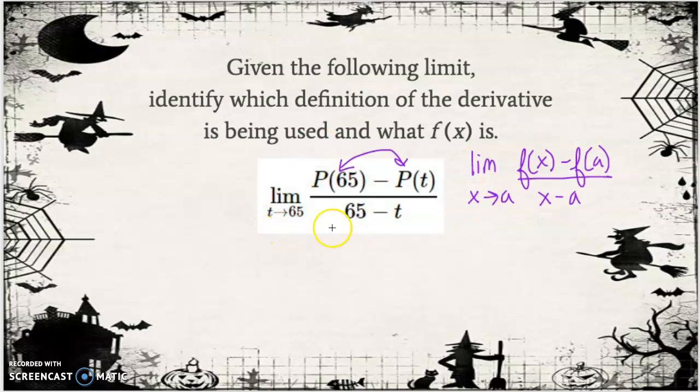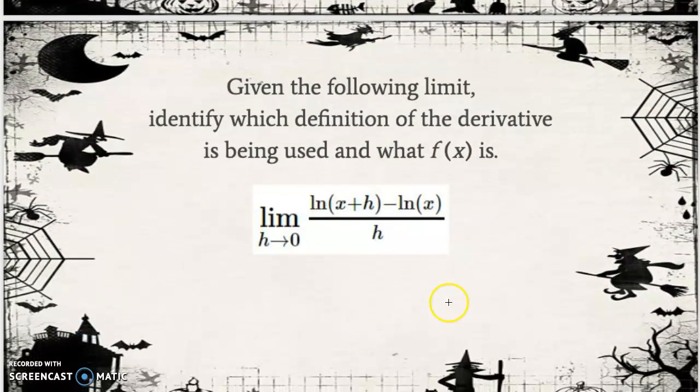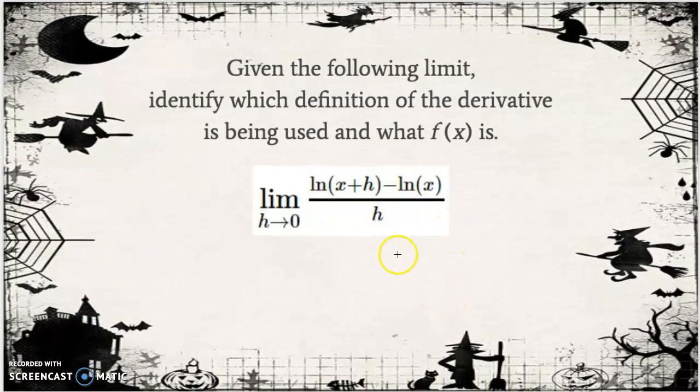Okay, so identifying now what my function is. My f of x that I would be trying to find the derivative of is going to look a little bit weird, but it's p of t. That's the function that I'm trying to find the derivative of. All right, let's go ahead and take a look at this one.